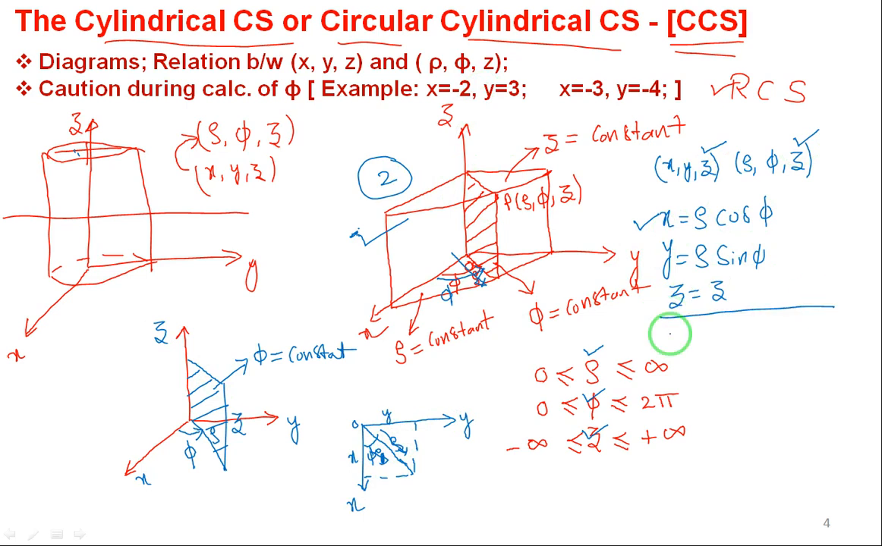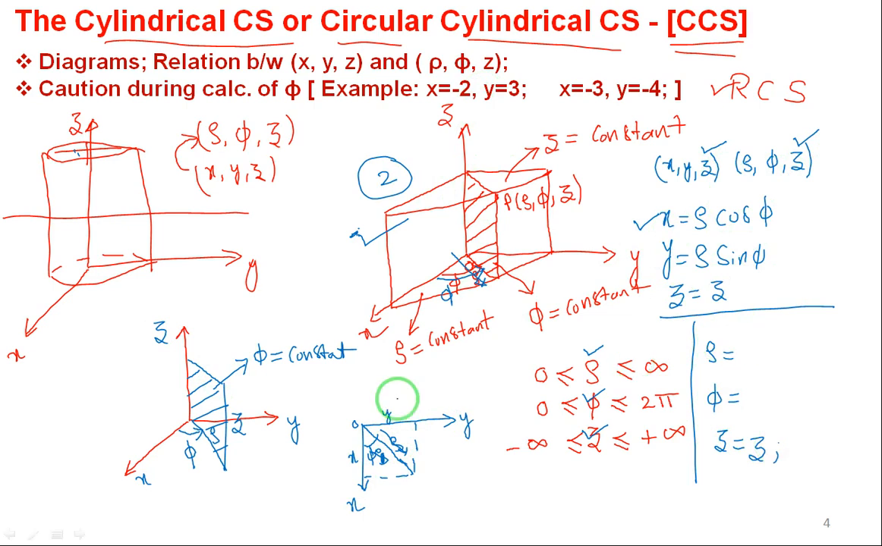Then vice versa, the other way around, what will happen? If I know x, y, z, I should be in a position to calculate rho, phi, z. So rho is equal to what? Phi is equal to what? And z is equal to what? We'll see. So z is z in both cases. I will write this first.